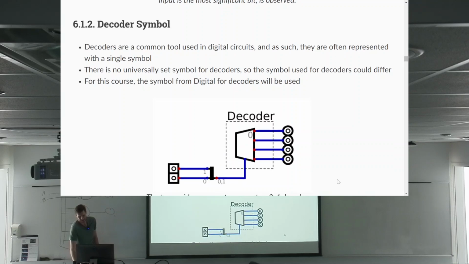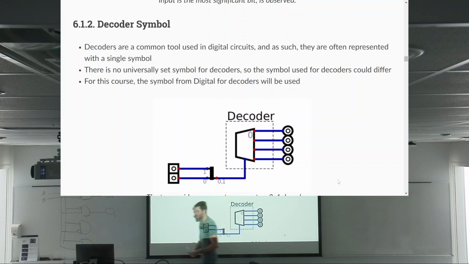And decoders are so common that we have a fairly universal symbol for a decoder. All right? Decoders are a common tool used in digital circuits, and as such, they are often represented with a single symbol. This trapezoid, that's a trapezoid, right? Or is that a rhombus? Trapezoid? Okay, there we go. All right? It's called the decoder.